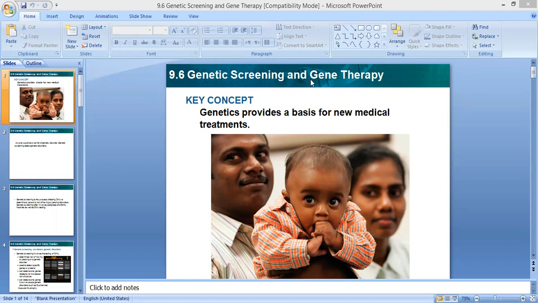Screening is the process of testing DNA to determine a person's risk of having or passing on a genetic disorder. Yes, Yusra, can you repeat it again, please? Genetic screening is the process of testing DNA to determine a person's risk of having or passing on a genetic disorder. It means different techniques to test the DNA. Excellent, Yusra. And this also helps determine if any patient is at risk for a certain disorder.